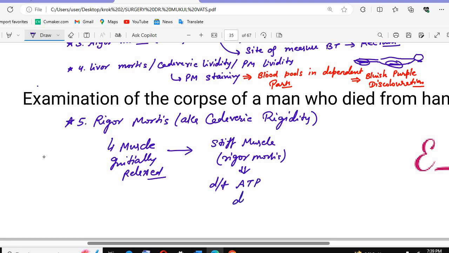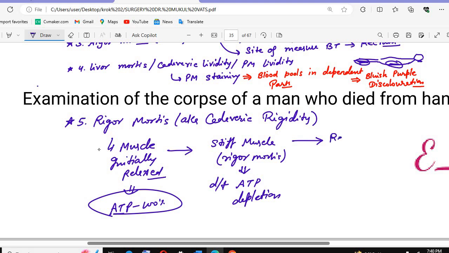Rigor mortis is due to which condition? ATP depletion. Initially the ATP is 100%, but as time goes on the ATP starts decreasing and the stiffness occurs. These muscles will relax again at the time of decomposition, when proteolysis occurs and ATP formation happens again, so they undergo the relaxation phase.